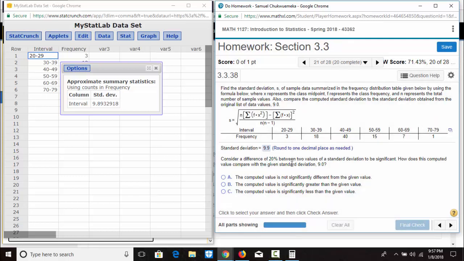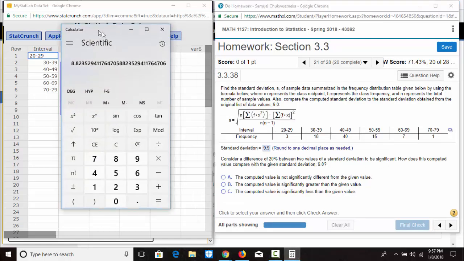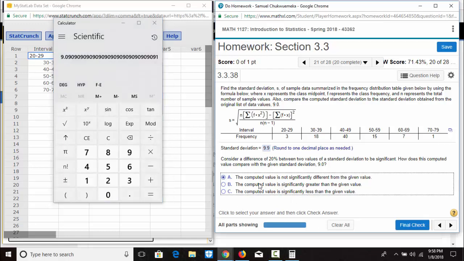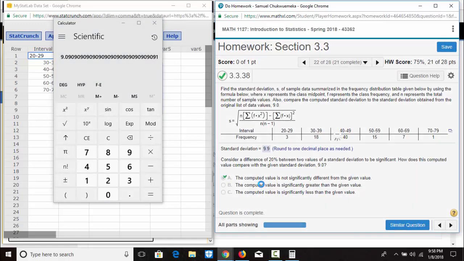Consider a difference of 20% between the two values to be significant. So let's just do 9.9, the actual, minus the given 9.0, then multiply by 100. Then divide by 9.9, the actual. That's 9.09%, so it's less than 20%. So it is not significantly different. Not.